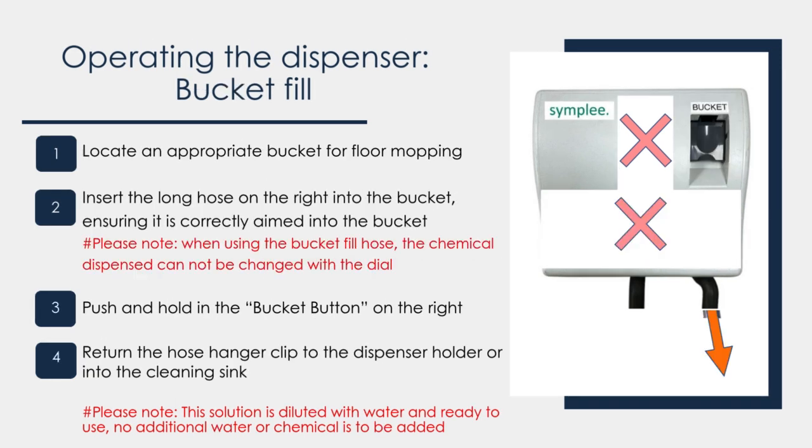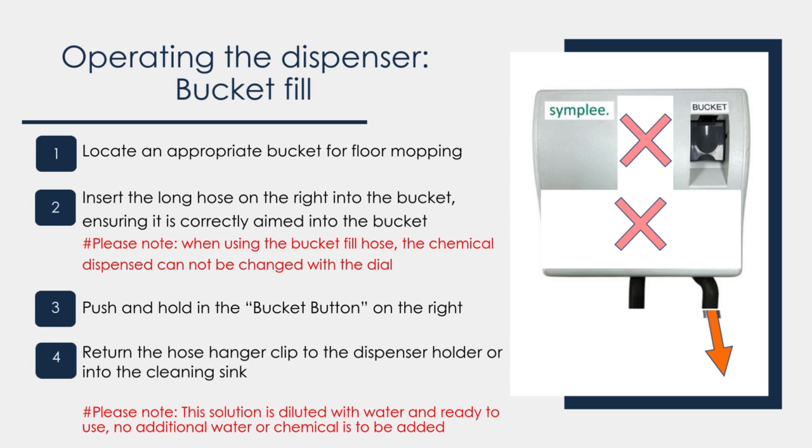Operating the dispenser, bucket fill function. Locate an appropriate bucket for floor mopping. Insert the long hose on the right into the bucket, ensuring it is correctly aimed into the bucket. Please note, when using the bucket fill hose, the chemical dispensed cannot be changed using the dial. Only one kind of chemical will be dispensed based on your requirements.